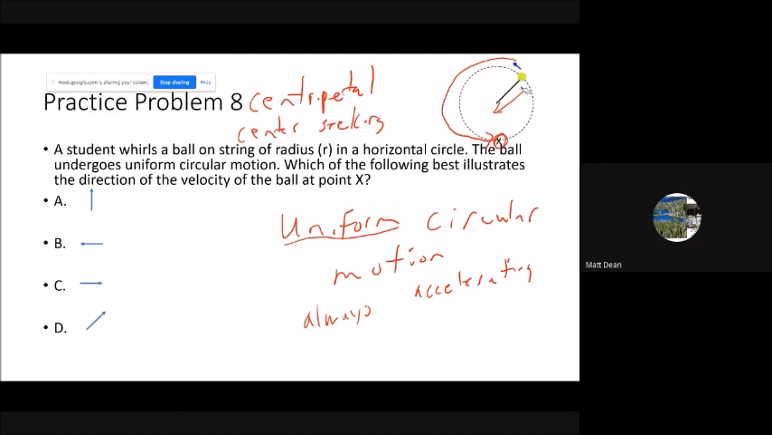Well, the way you figure that out is you go to the center of the circle and draw in a radius to that point. Our ball is rotating counterclockwise. So when it gets to this point, its velocity is always at a 90-degree angle to the radius. So here's a radius, here's a 90-degree angle. So what we're saying is if at this point X, the string broke, the ball would go off in exactly this direction at a 90-degree angle to this radius. So our answer on this one is C.